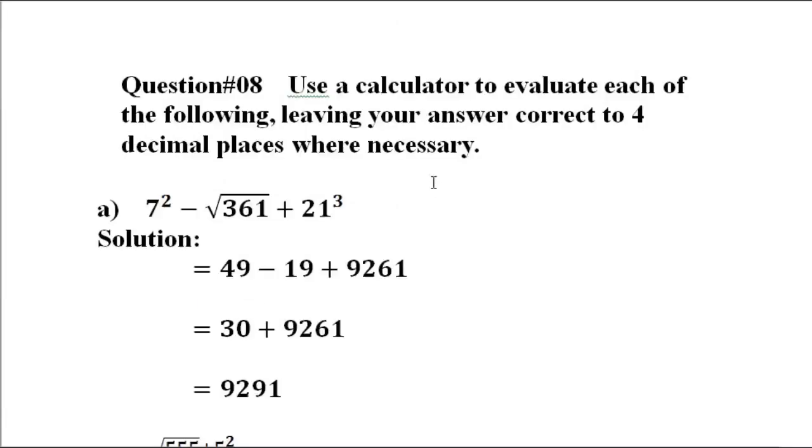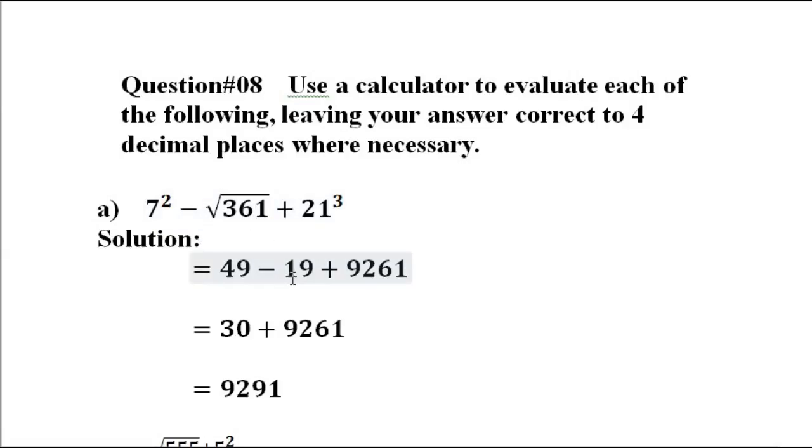Question number 8. Use a calculator to evaluate each of the following, leaving your answer correct to 4 decimal places where necessary. The first part of this question is 7 square minus square root 361 plus 21 cube. To evaluate this expression, first let's find the square of the number 7, which is 49. Then find the square root of 361, which is 19.